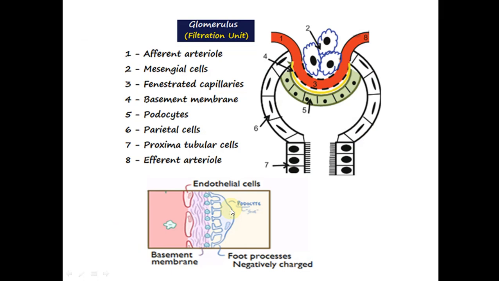Now in this picture we can see the glomerulus, which is the filtration unit of the nephron. The afferent arteriole carries blood into the glomerular capillaries, and this afferent arteriole is comparatively wider than the efferent arteriole, and this produces a high pressure state in the glomerulus.